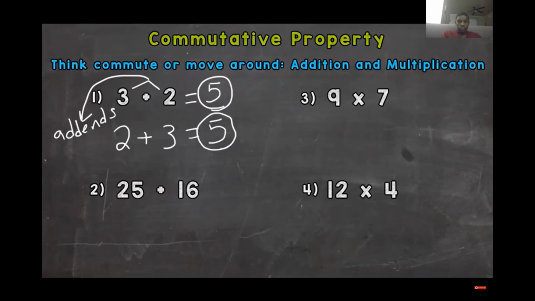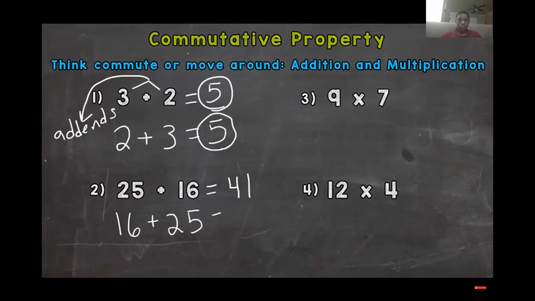So let's take a look at number 2 and make sure this works for another addition problem. So 25 plus 16 gives us a sum of 41. Let's move or commute the addends and switch around the 16 and 25. Now, will 16 plus 25 still give us 41? Yes, because addition is commutative. We are allowed to do that.